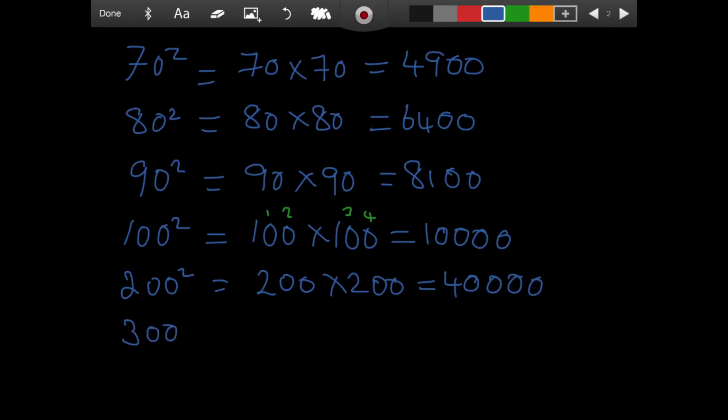So 300 squared equals, and 400 squared equals. Just pause the video and have a go at those two yourself and see how you get on.